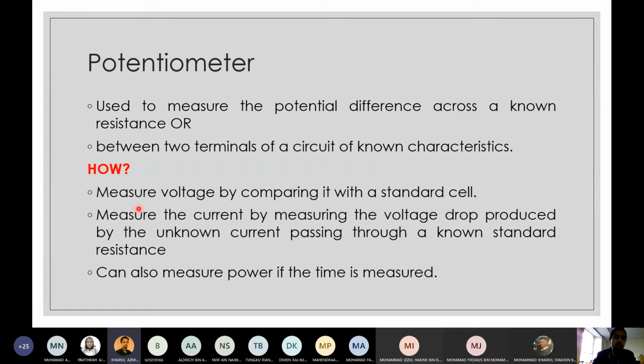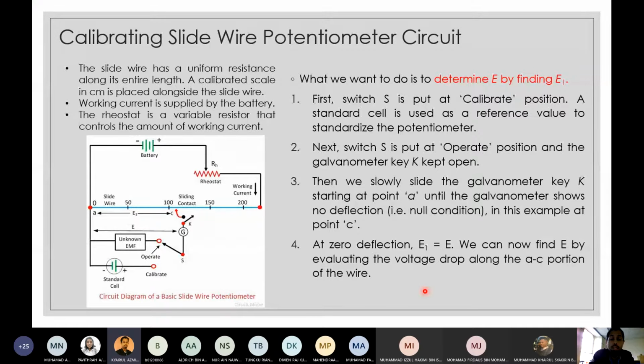So how does it do it? We measure the voltage by comparing it with a standard cell. Later we will look at its schematic diagram. Measure the current by measuring the voltage drop produced. And then we can also measure power if the time is measured. If with the potentiometer we also measure the time, we can use the equation, voltage and time, to calculate the amount of power. Okay. So this is the setup or the diagram of a potentiometer.